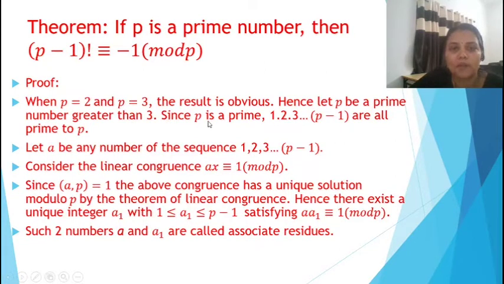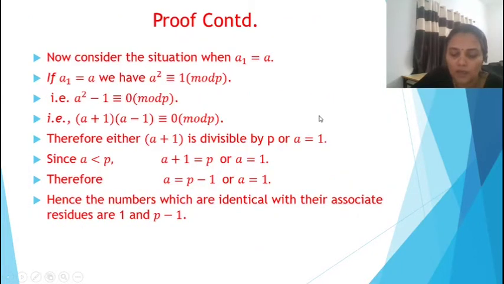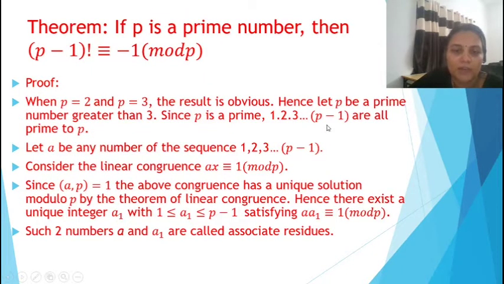Since p is a prime number, 1, 2, 3, etc., p minus 1 are all prime to p. So, we can choose a number from the sequence 1, 2, 3, etc., p minus 1. Then let a be a number of the sequence 1, 2, 3, etc., p minus 1. Now, consider the linear congruence ax congruent to 1 mod p. Since GCD of a and p equals 1, because a is one of these numbers and all are prime to p, the above congruence has a unique solution modulo p by the theorem of linear congruence.